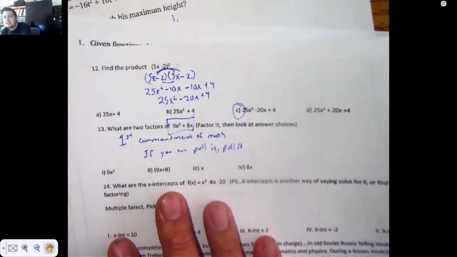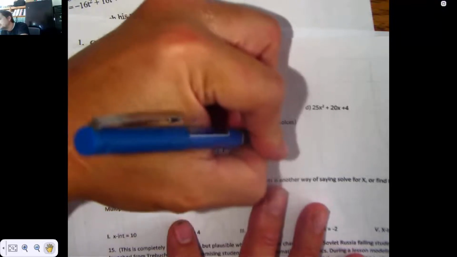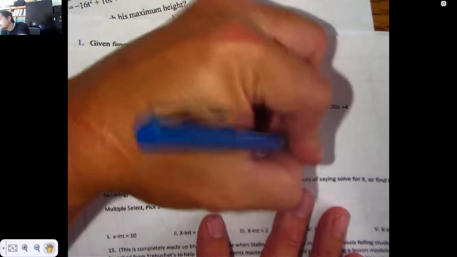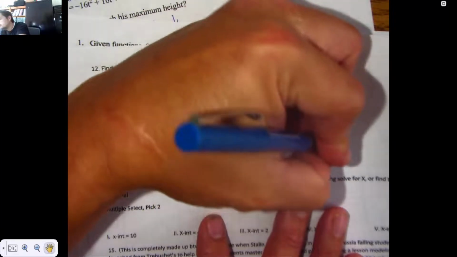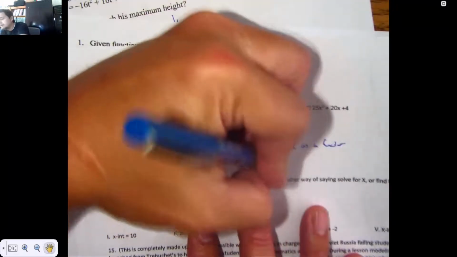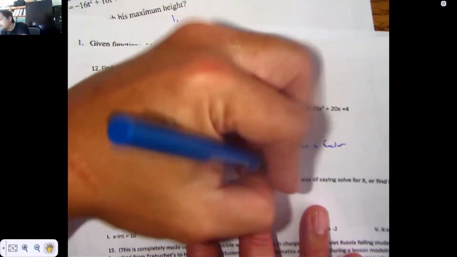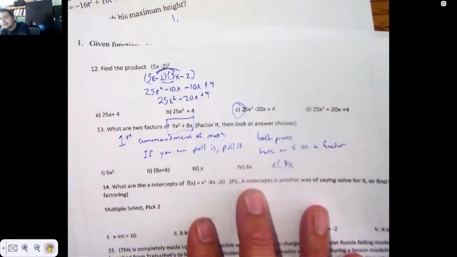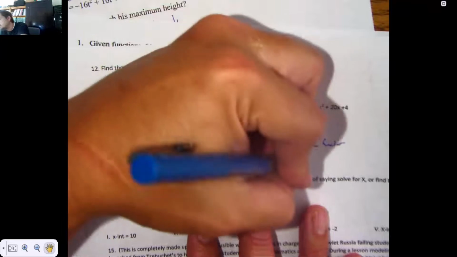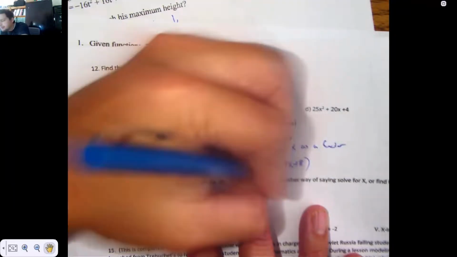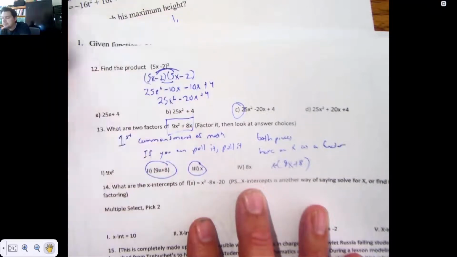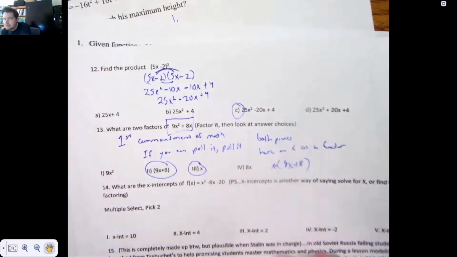Both pieces possess an x. Both pieces have an x as a factor. So I pull it. If I pull an x from 9x squared, I have 9x left. If I pull a 9x from a positive 8x, I have a plus 8 left. These are my two factors. One of them's x, and the other one's 9x plus 8. That's how hard that question was.